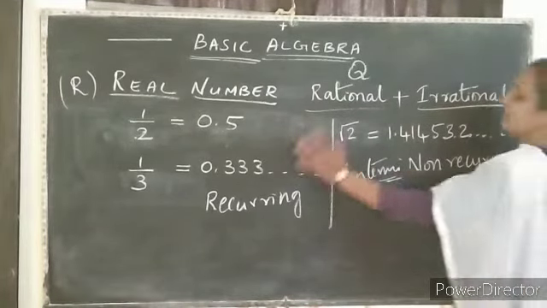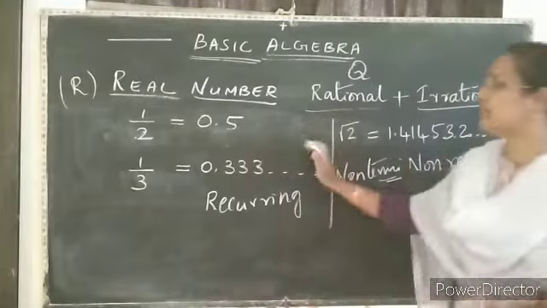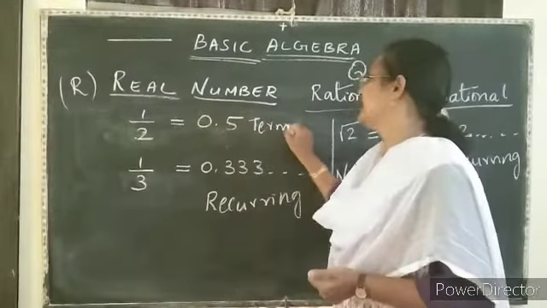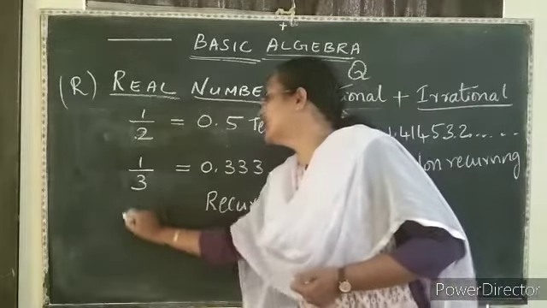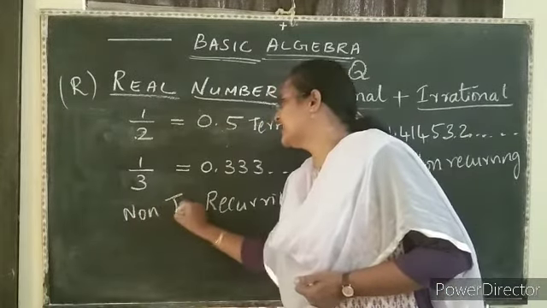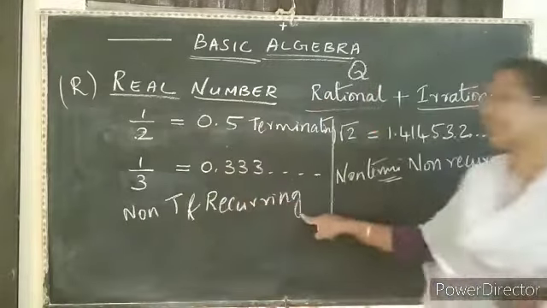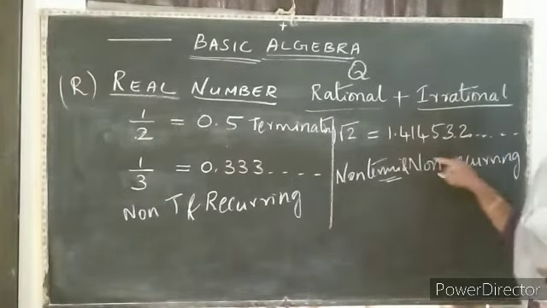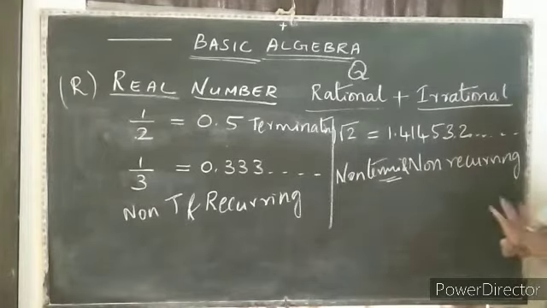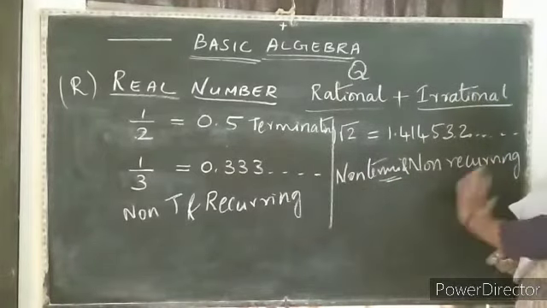So these are the variety of numbers. First one is a terminating decimal. This is a terminating decimal. This is a non-terminating and recurring decimal. Here this is a non-terminating and non-recurring decimal. So these are the three varieties of numbers.